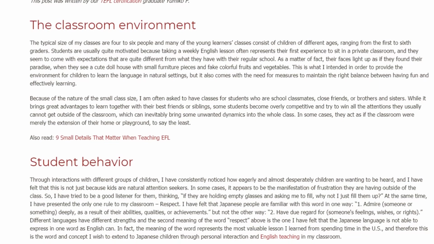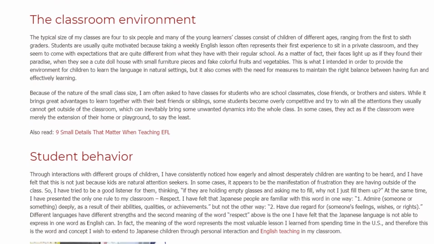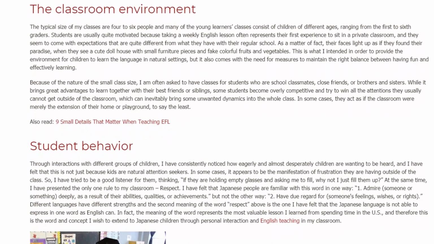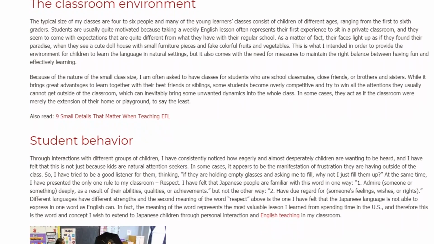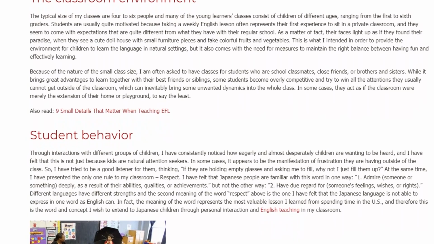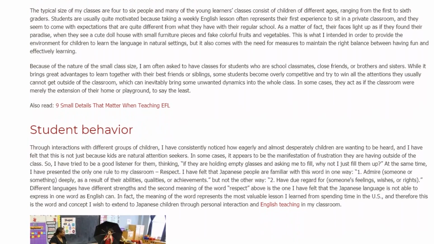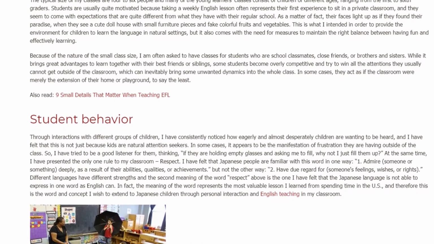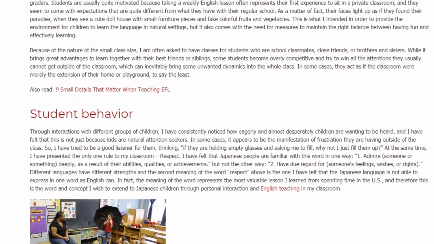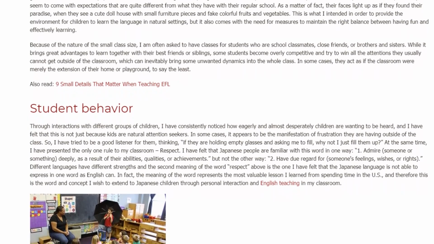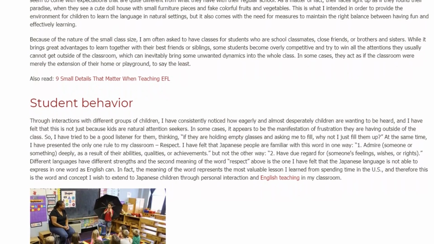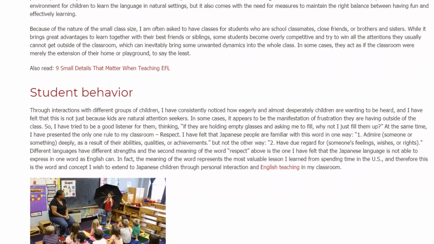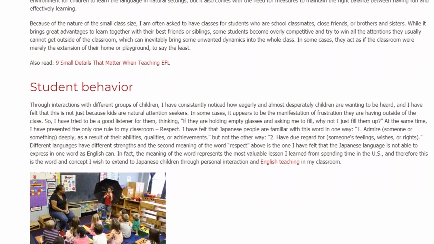Student behavior. Through interactions with different groups of children, I have consistently noticed how eagerly and almost desperately children are wanting to be heard, and I have felt that this is not just because kids are natural attention seekers. In some cases, it appears to be the manifestation of frustration they are having outside of the class. So, I have tried to be a good listener for them, thinking, if they are holding empty glasses and asking me to fill, why not just fill them up?